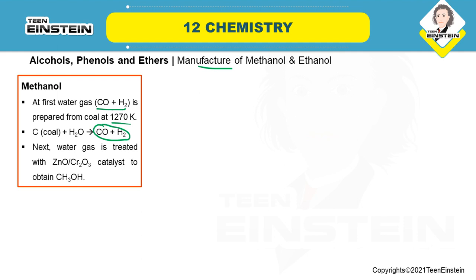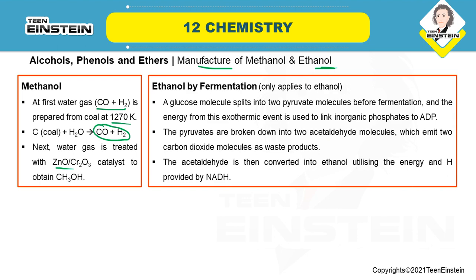Now this water gas, if you are treating it with zinc oxide and Cr2O3 as catalyst, you can finally obtain CH3OH, that is methanol. And if we want to get ethanol, there is a method, the fermentation method, that is used for manufacture of ethanol. And remember, this process, ethanol formation by fermentation, is only applicable for ethanol.